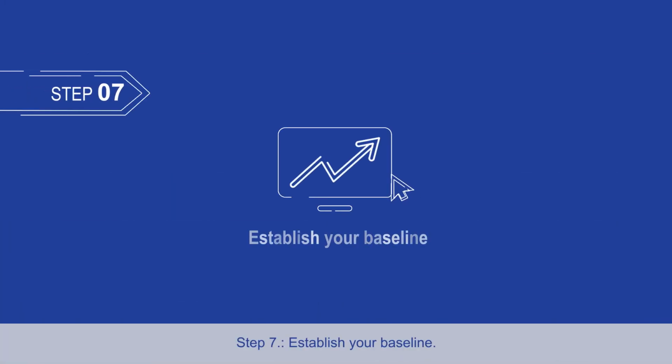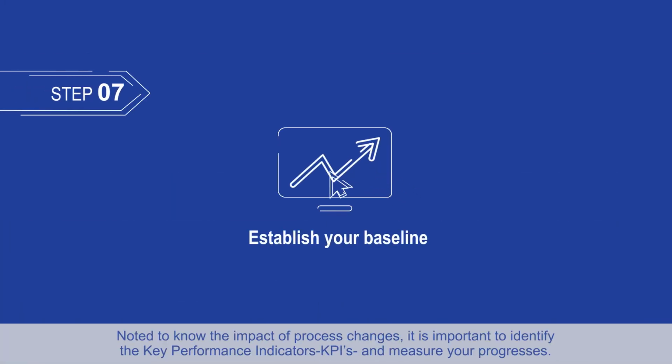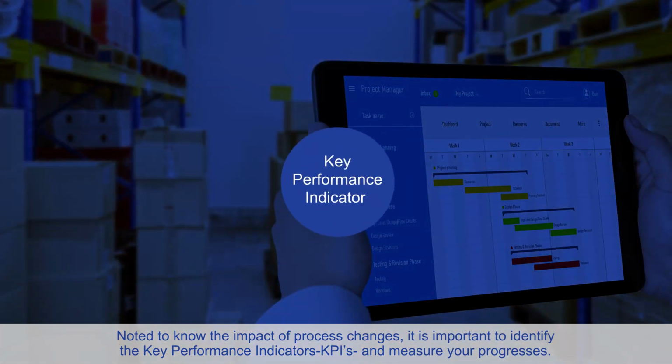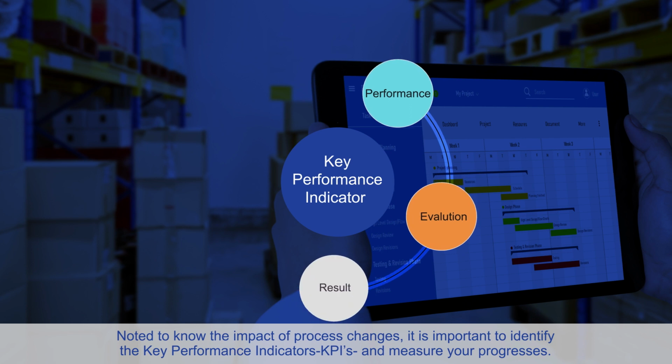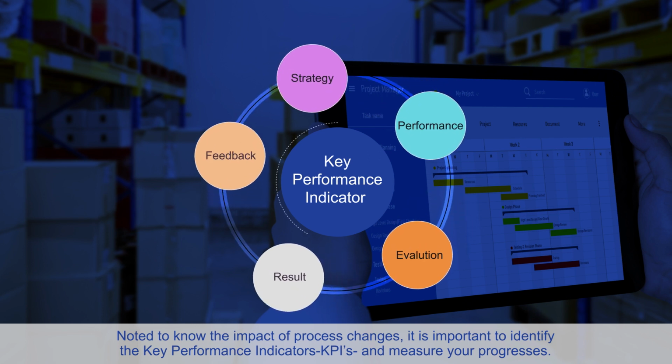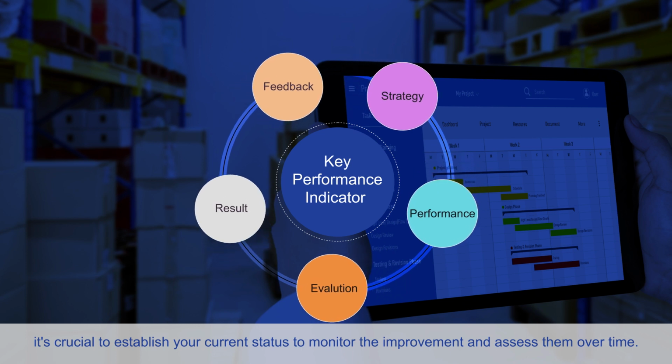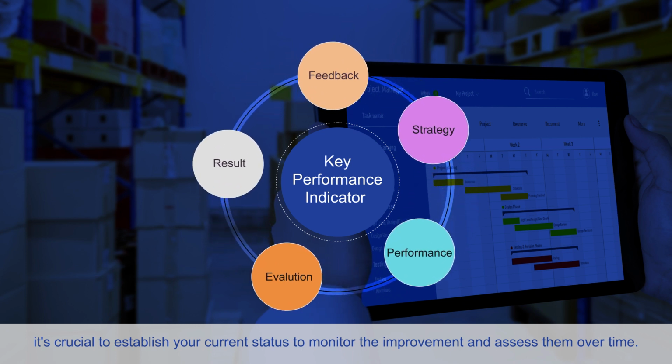Step 7. Establish your baseline. In order to know the impact of process changes, it is important to identify the key performance indicators or KPIs and measure your progress. It's crucial to establish your current status to monitor improvements and assess them over time.